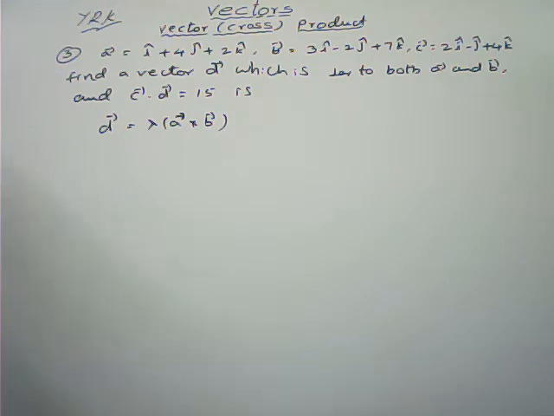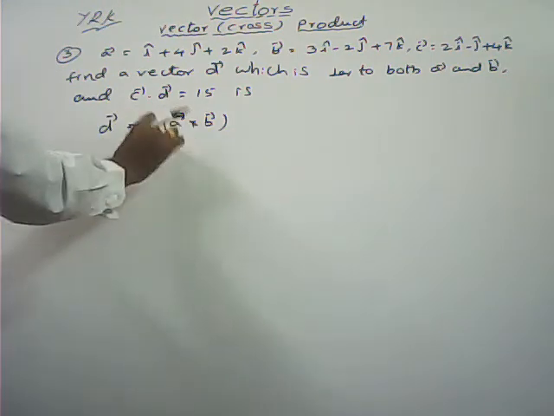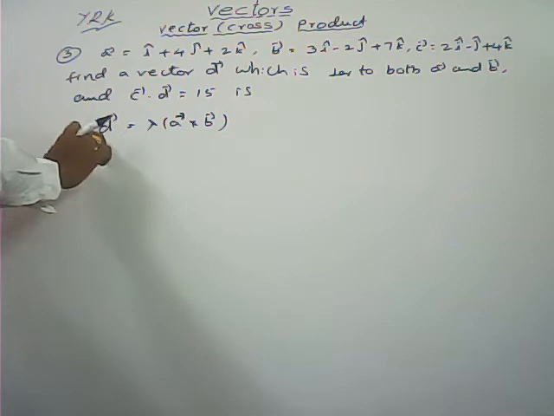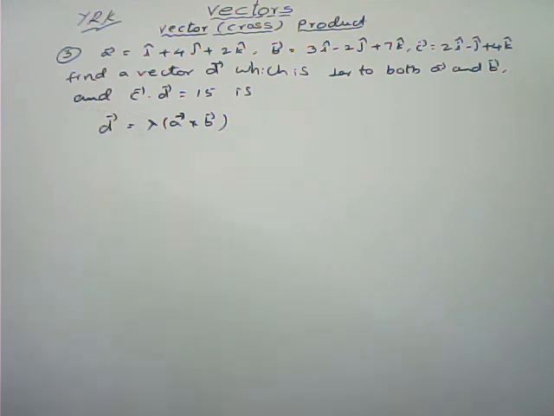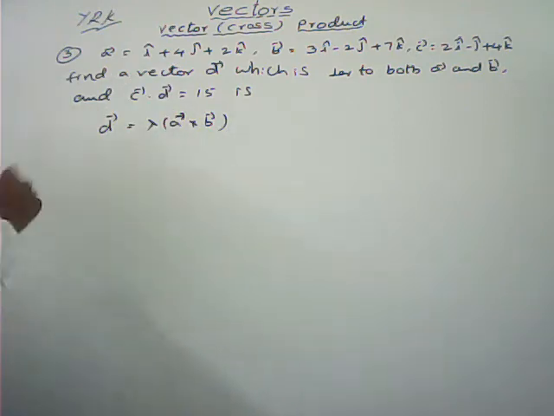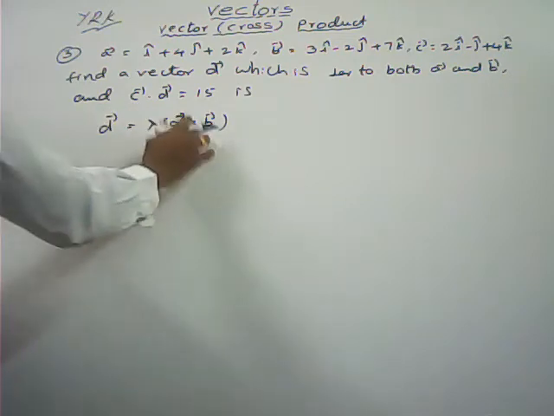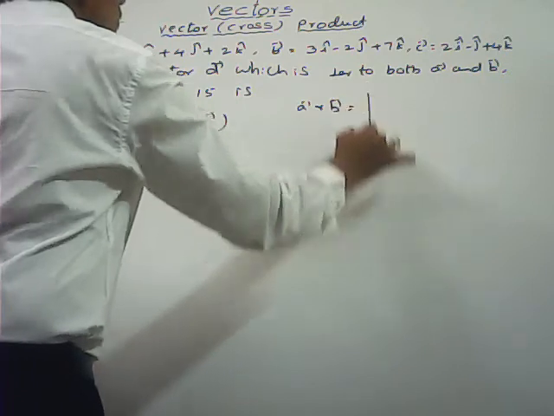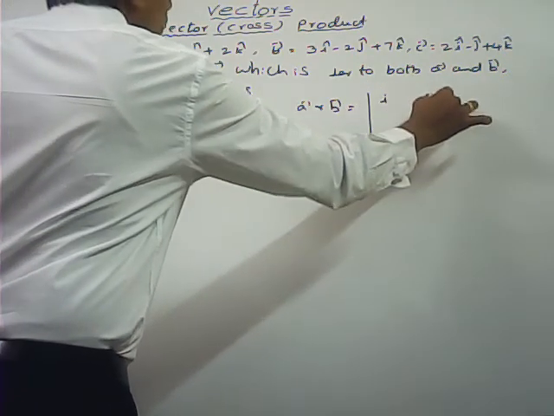Here one more condition also given. So this is parallel to A bar cross B bar only. That is parallel to A bar cross B bar. So here we can take D bar is equal to lambda times A bar cross B bar. Now here you can find first A bar cross B bar and C bar dot D bar. First here we can find D bar vector. A bar cross B bar, how to find that one? A bar cross B bar, that is equal to I, J, K.